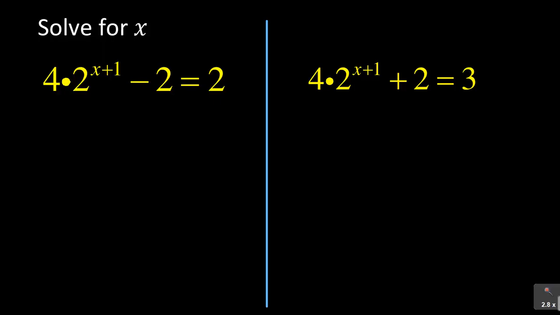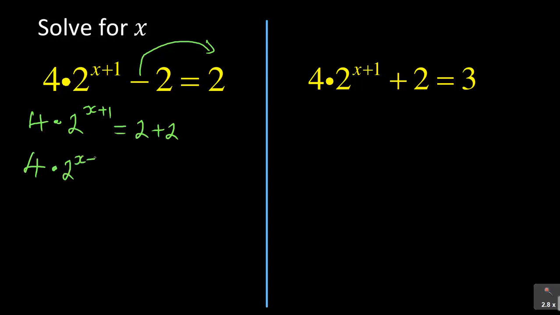So first things first, the 4 and 2 are separated by a multiplication sign, so there is no way I can transpose them. But the negative 2 means I can take the negative 2 to the other side. It will become 4 times 2 exponent x plus 1 is equal to 2 plus 2. So it was negative. Remember, when it crosses the equal sign, it changes from negative to positive. Remember that. Now with that, I have 4 times 2 exponent x plus 1 is equal to, now 2 plus 2 is equal to 4.